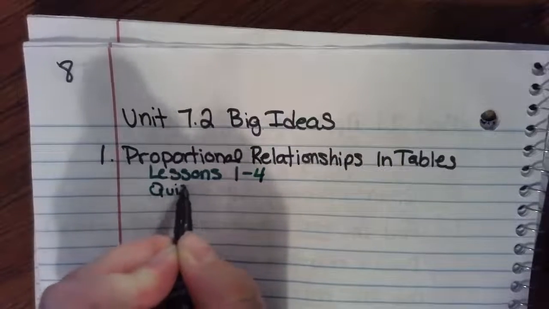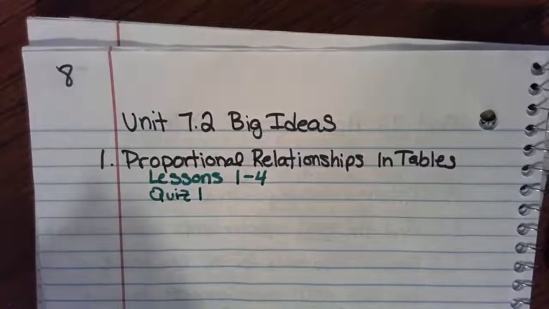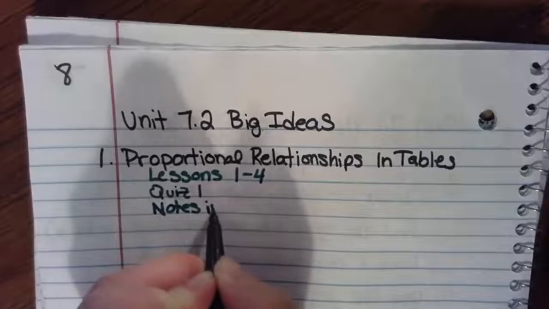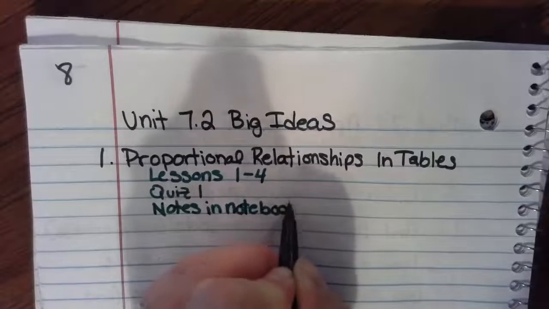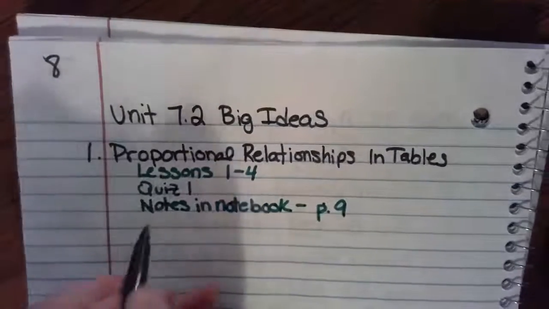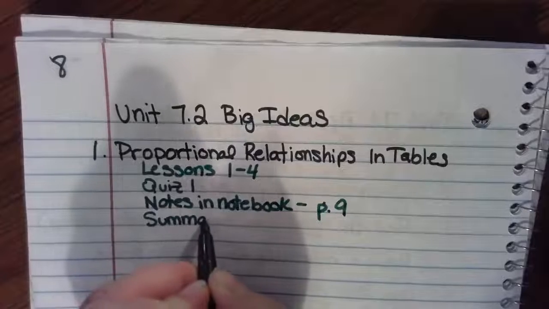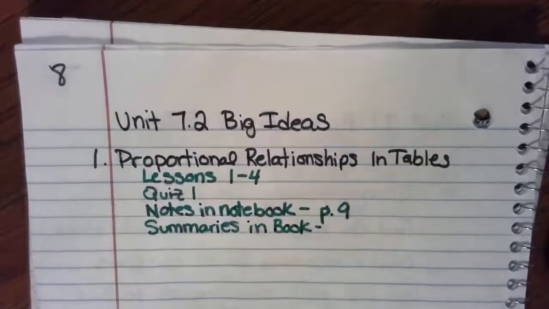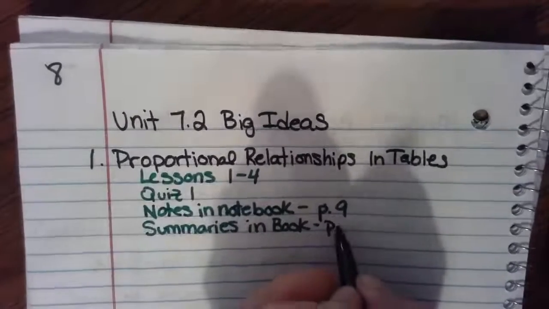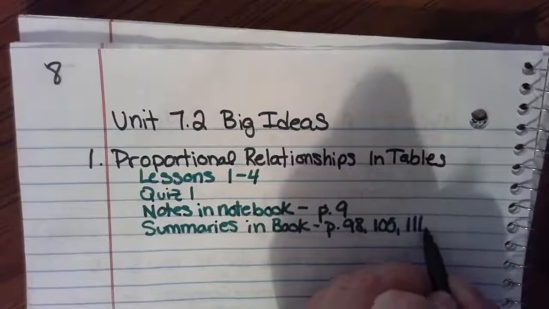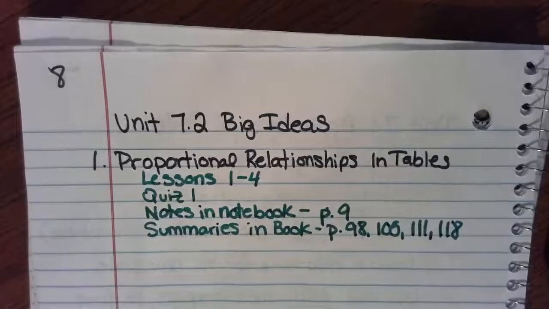This is going to be quiz 1. Our notes in your notebook are going to be page 9, and we'll see if we add more to that. And then summaries in your book. Let me pull up your book and see where those are. Those are on pages 98, 105, 111, and 118. So remember, if you want to go back and reread what some of these are about, you can read those summaries.